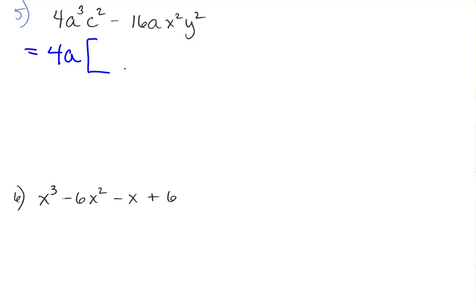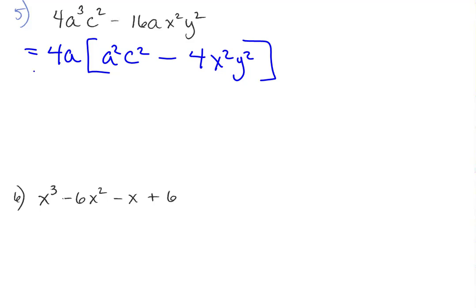So we'll go ahead and keep going with, I like to use brackets at this level of taking out the GCF, and then put whatever would be left in them. So 4a times an a squared c squared would give us that first term, minus, and then 4a times a 4x squared y squared would give us that second term. So after simply taking out the greatest common factor of 4a, you can see we have a couple terms left. Now, early on in factoring, when we were taking out the greatest common factor, we were just done at this point.